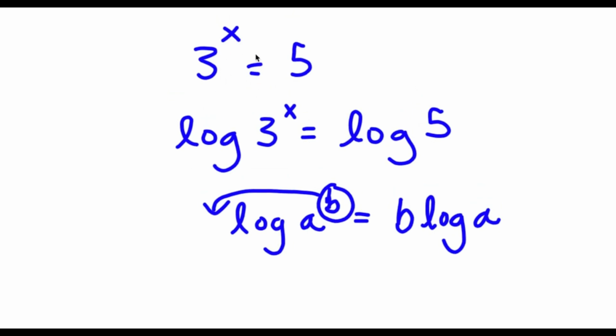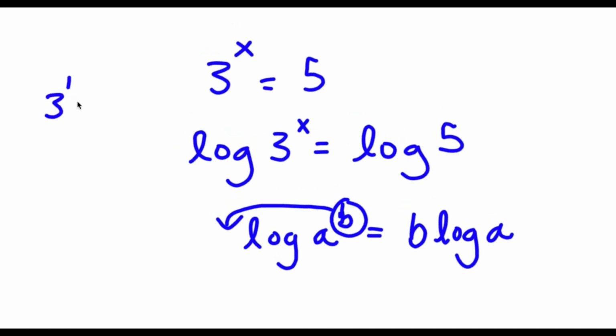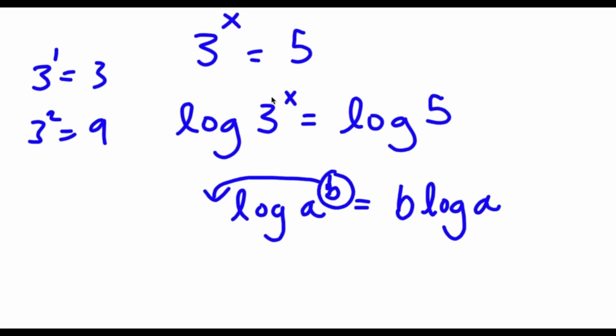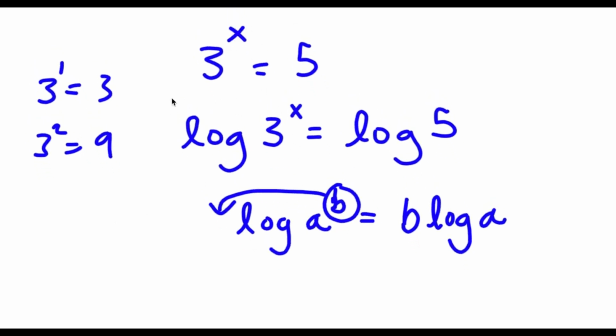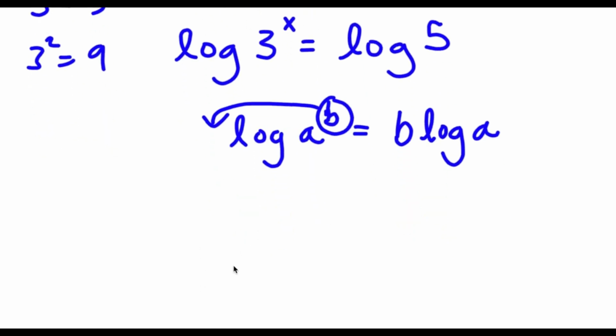And it's really hard to solve for x right now the way it is because x is actually going to be a decimal. Because we know that 3 to the power of 1 is equal to 3, and 3 to the power of 2 is equal to 9. And 5, this is somewhere in between 3 and 9, meaning x is somewhere in between 1 and 2. However, we can't find that exact value the way it is right now. So now that if we move x to the front, now x will be a real term, and it's going to be much easier to solve for it.